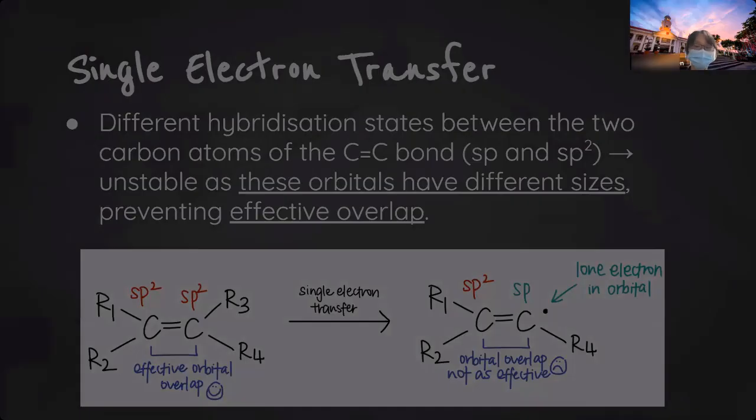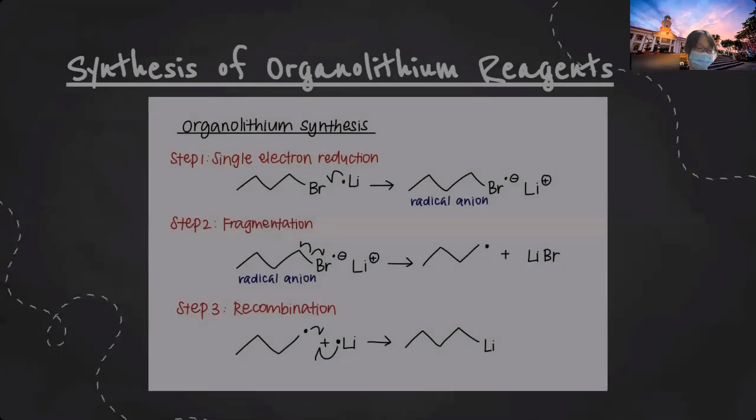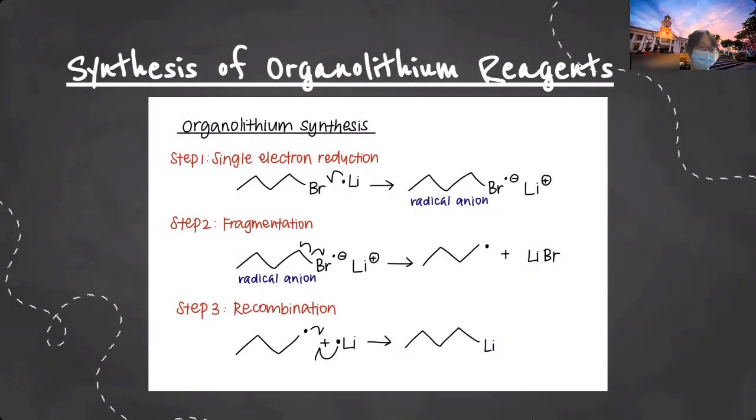And here's the mechanism for the synthesis of organolithium reagents. As can be seen, the haloalkane and lithium reagents are required in a 1:2 ratio. Ionic lithium bromide is also formed as a byproduct. And as you can see, this occurs via the single electron transfer mechanism.